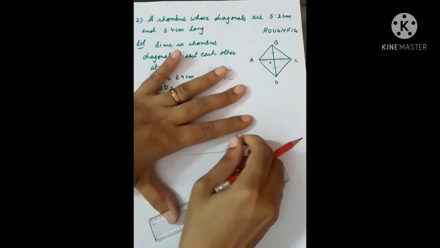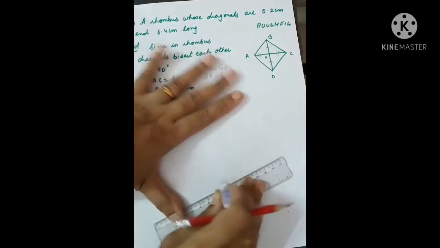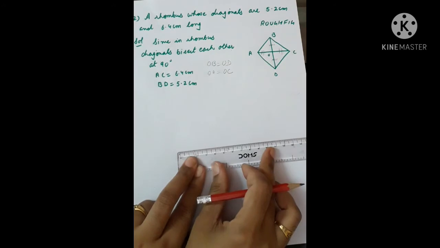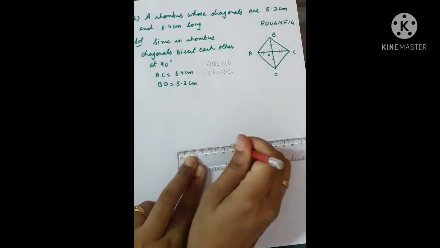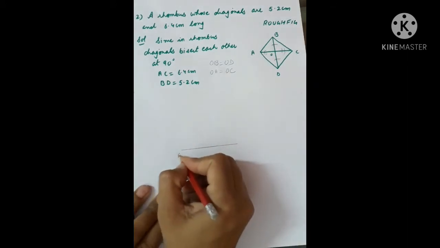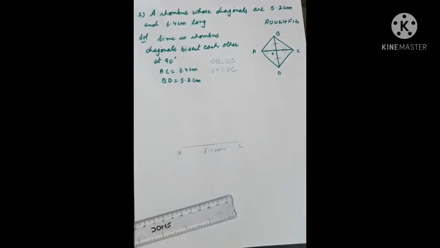Now I will name it as A. See, when the overlapping is there, we should do it again. AC is 6.4 centimeter. AC. Now I have to draw the perpendicular bisector of AC.